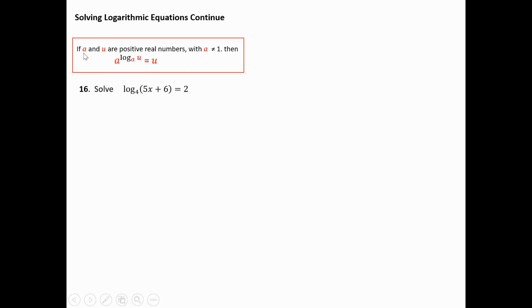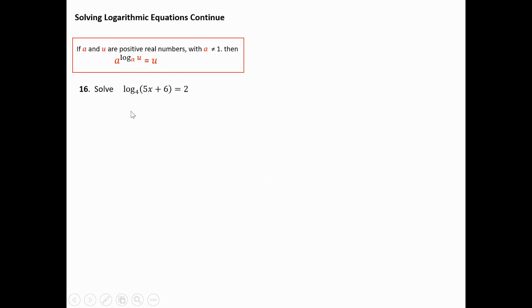Now here's another one. If a and u are positive real numbers where a cannot equal 1, then if you have a to the exponent of log base a of u, it will equal u. So in other words, if the base and the base of the log are the same, that's equal to u.